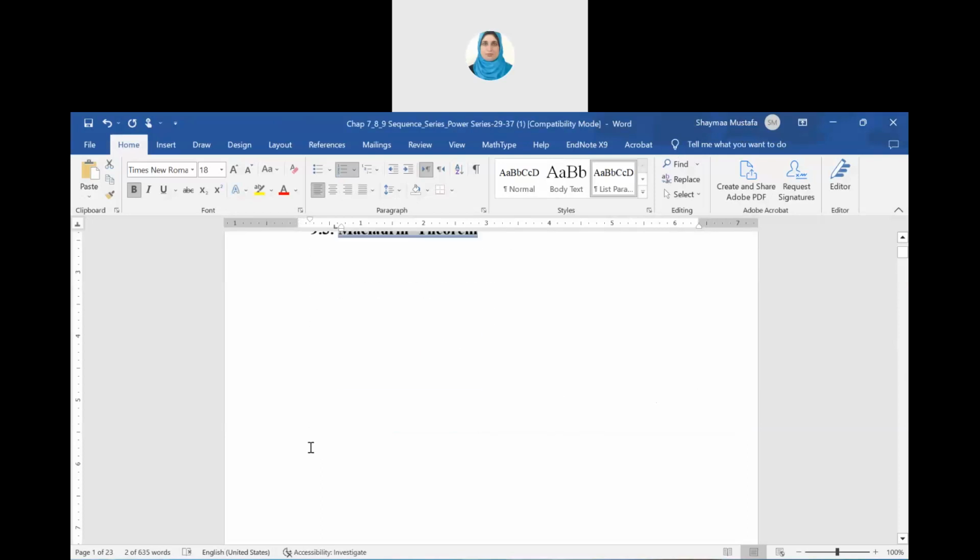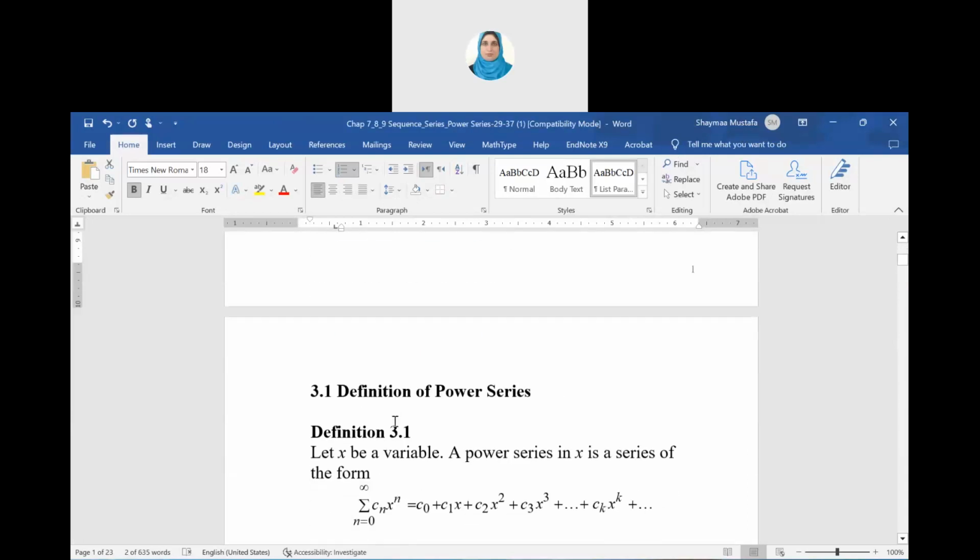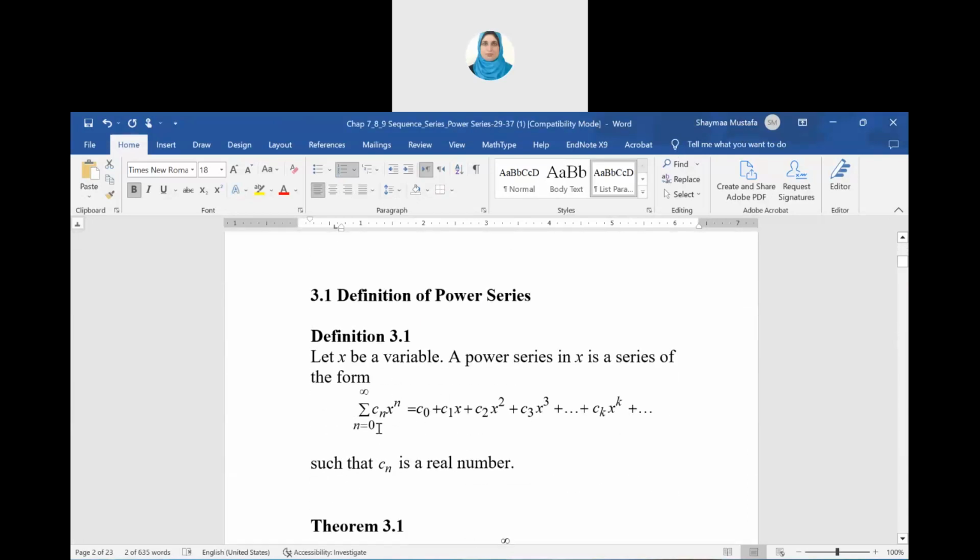So what we explained in part 1: the power series is any series that has a polynomial formula. This formula is the power series. This is the formula of a power series centered at 0. The center of this power series is at 0. And if you notice here, it is similar to the polynomial series. C0, C1, C2, C3, Ck, all are constants.